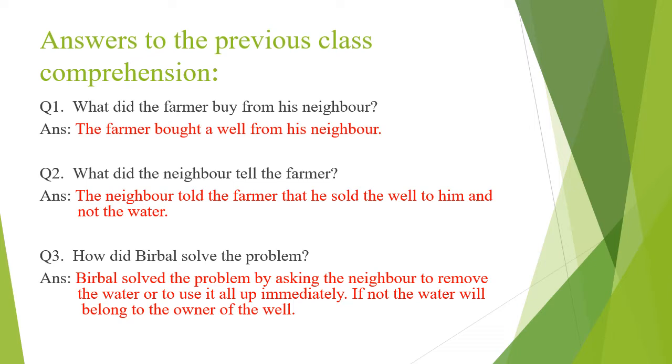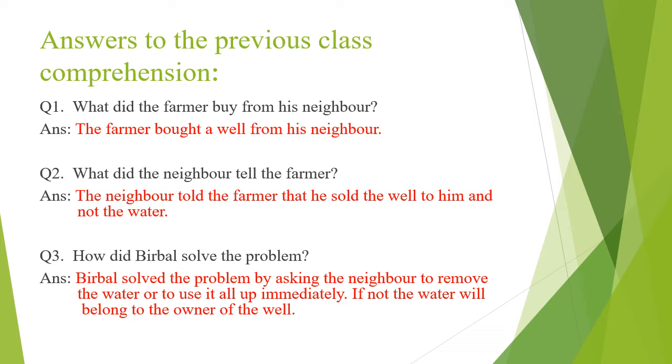Let's look at the answers to the previous class comprehension. I hope everyone has done their work. Now open your notebook and check on your answers. Question number 1. What did the farmer buy from his neighbor? The farmer bought a well from his neighbor.